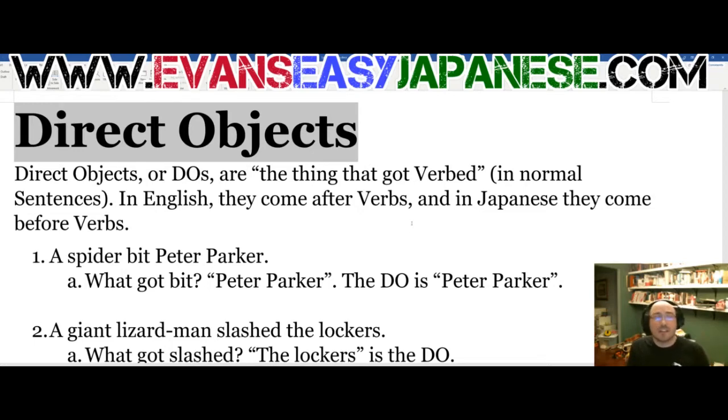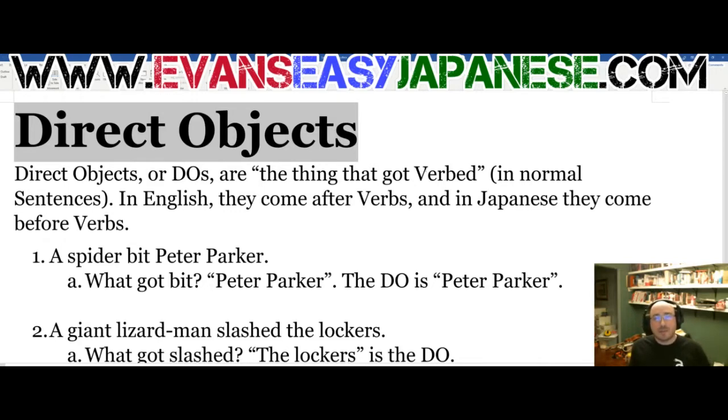Let's keep on trucking. Direct objects. A direct object of a sentence. I'm just going to call them DOs. Well, I'm going to say direct object, but direct object is really long to type, so I'll type it as a DO. They are the thing that got verbed in a normal sentence.